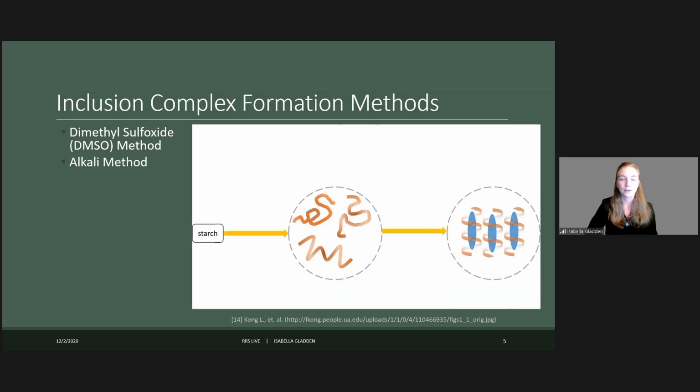The next method we are using is the alkali method, which is similar to the DMSO method. However, the starch is first dissolved in potassium hydroxide and then heated. The guest is also prepared in the same way, and this treatment of the starch leads to the similar result of the loose helices. The two are then combined and hydrochloric acid is added in order to obtain the desired pH. The sample is then allowed to form the inclusion complex.